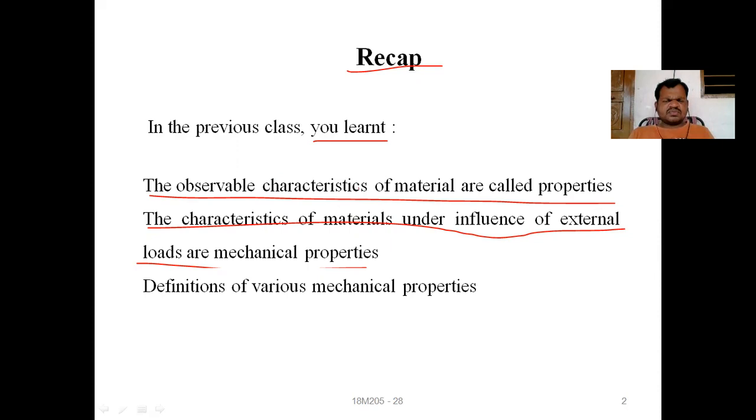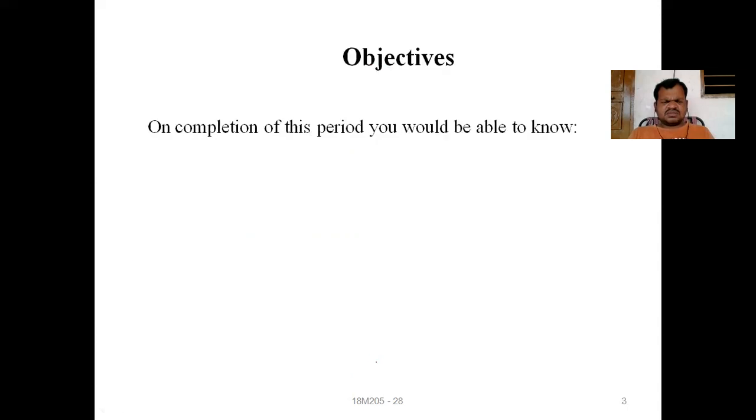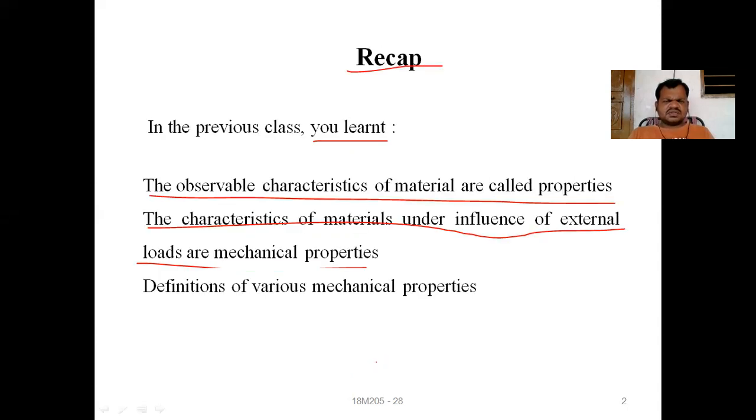These are the definitions of mechanical properties. Based on their strength and type of material, they undergo behavioral changes in an object. That is called mechanical properties, and it depends on different factors.